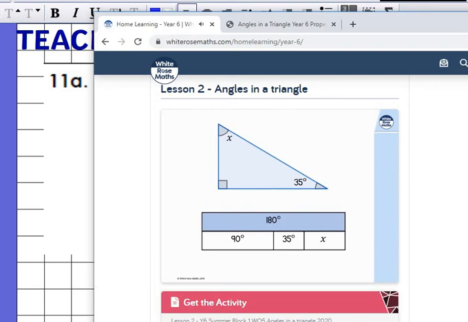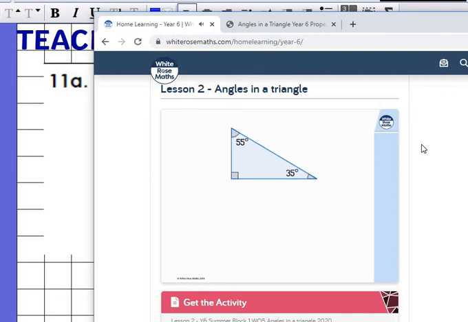Let's think of the two angles we do know. What's their total? 90 plus 35 is 125. And that leaves us with the X that we don't know. Well, how many more do I have to add to 125 to make 180? I could subtract that away. I could think, well, 180 subtract 125 is 55, which means that X must be 55 degrees. I've worked it out.